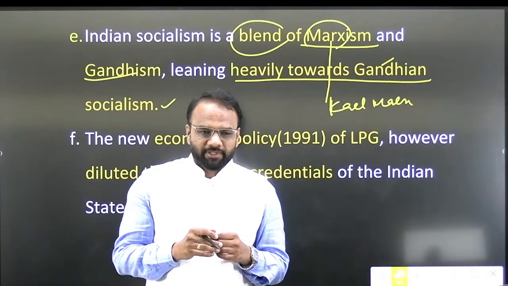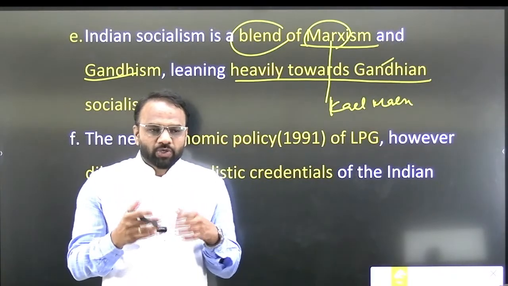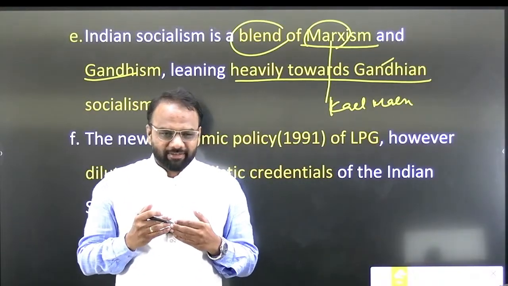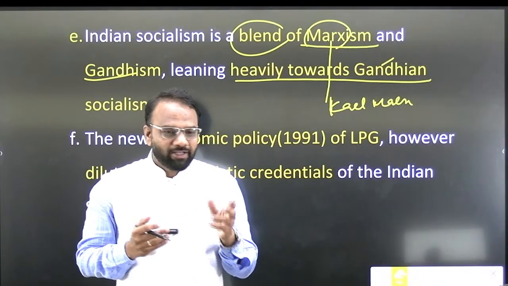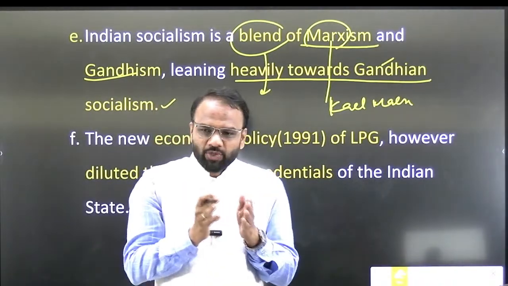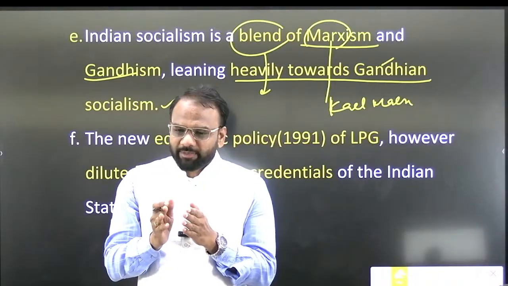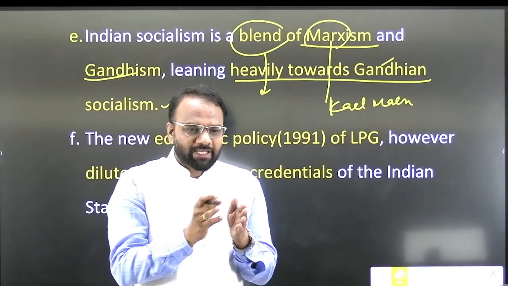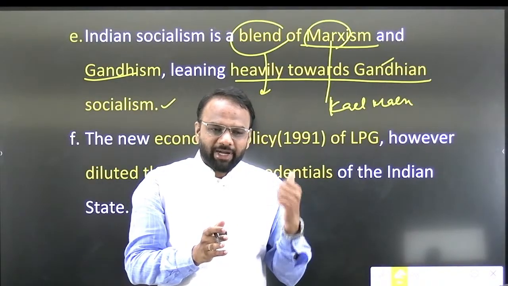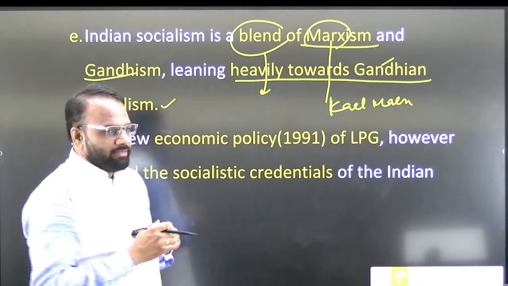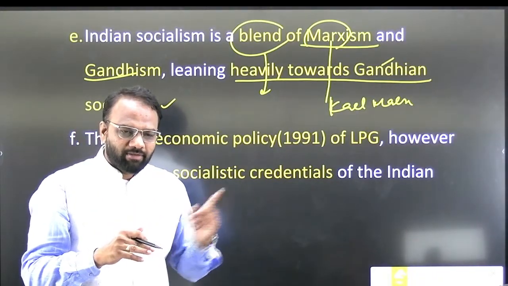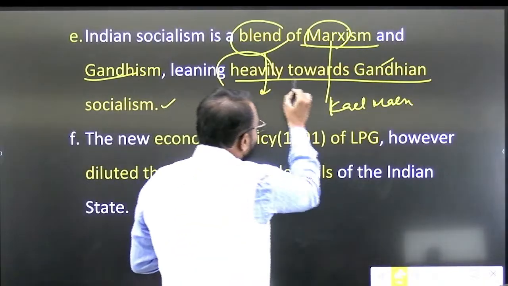So which socialism principles have we borrowed? Whether we have borrowed from Gandhi or from Marx. Okay, so it's a blend. Blend means it's a mix. So we have borrowed some socialistic principles from Gandhi and some from Marx. Hence it's a blend of Marxism and Gandhiism. But from whom have we adopted many principles, Gandhi or Marx? Gandhi. So leaning heavily towards Gandhian.